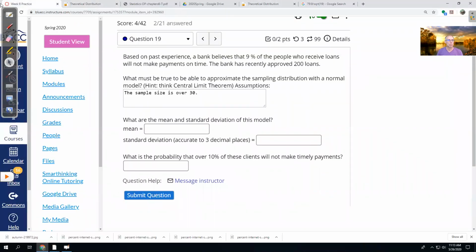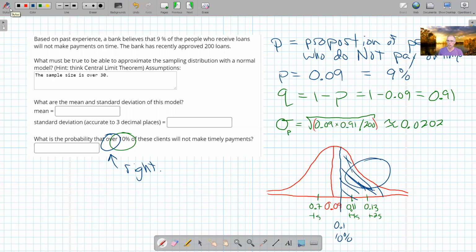so back to my picture, and then we'll plug all that in. So we get the probability that the proportion who don't pay, and that's a little p, unfortunately, let's call it p prime, is more than 10%, is about 0.310, according to StatKey. All right, let's see how we did.